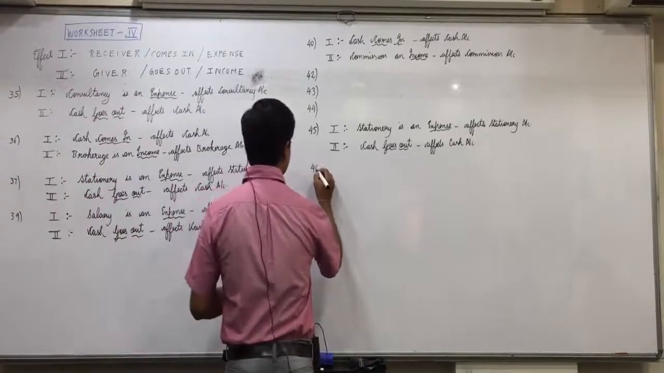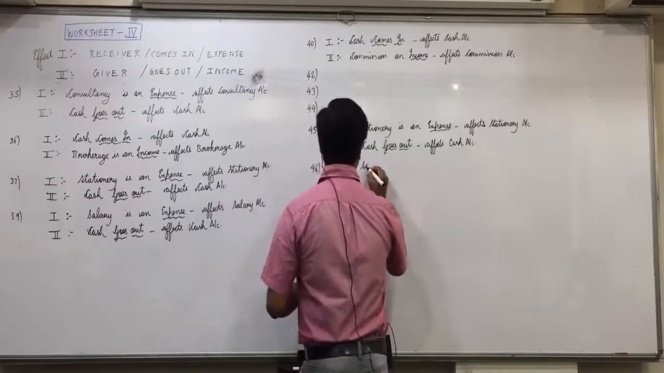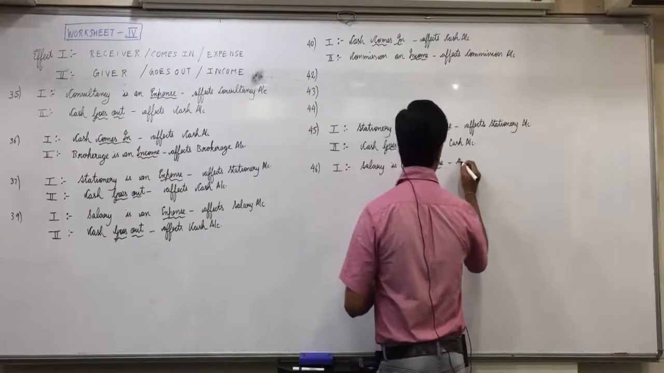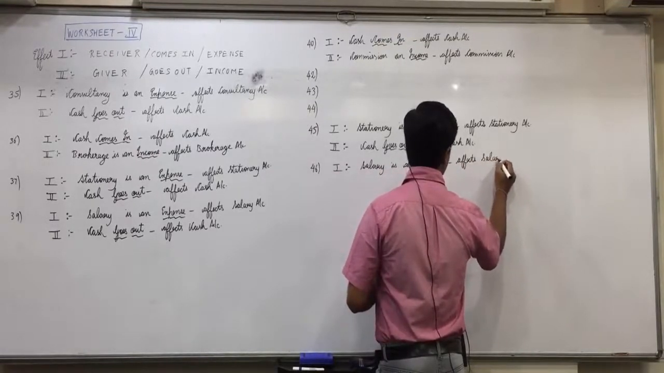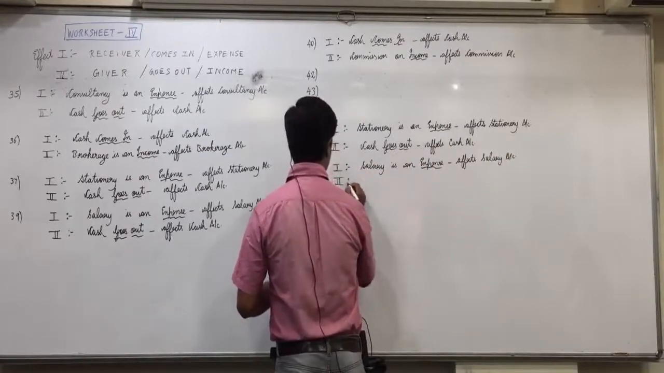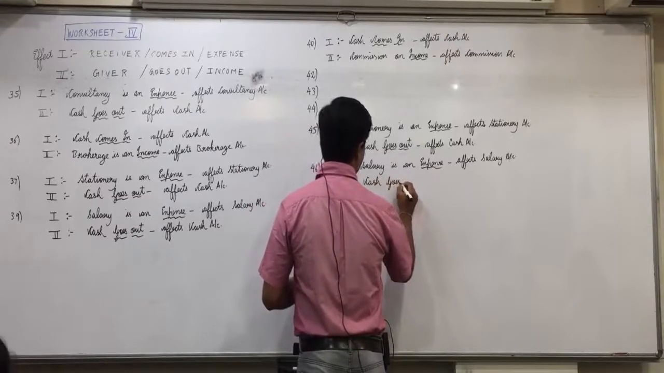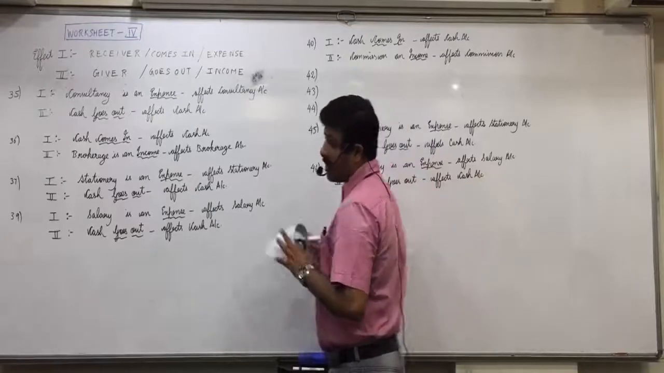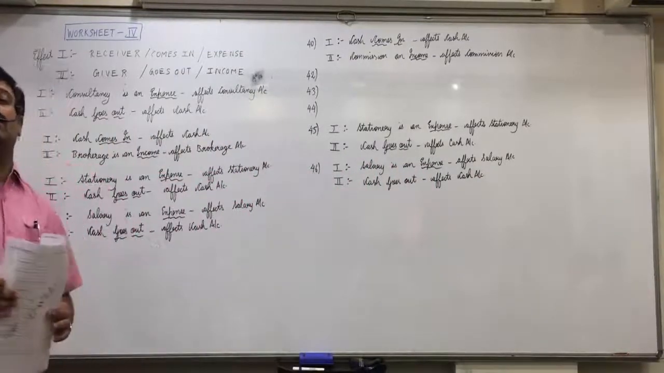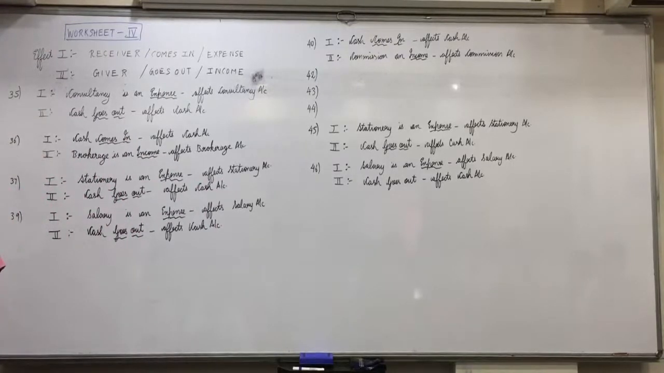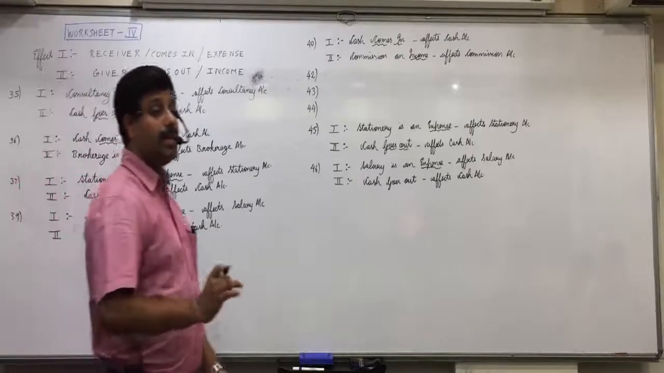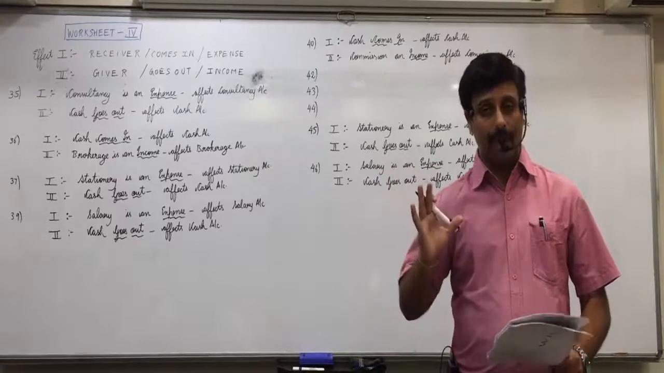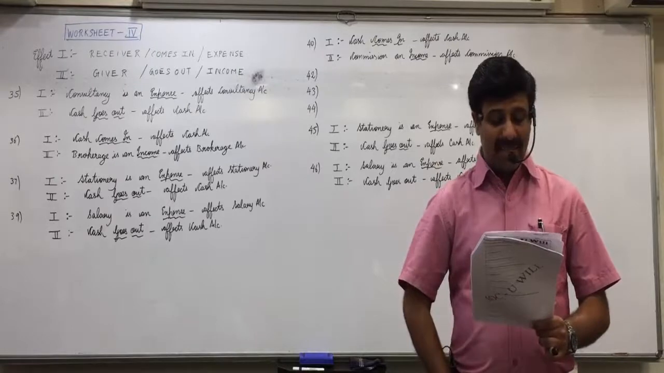So write down 46. Effect 1. Salary is an expense. Affects salary account. And effect 2. Cash goes out. Affects cash account. Is every one of you clear with this? So whenever there is any expense or income, we should not write the name of the person. Once again, whenever there is any expense or income, we should not write the name of the person. Got it, everyone? Next. Try 47, 48, 49, 21.